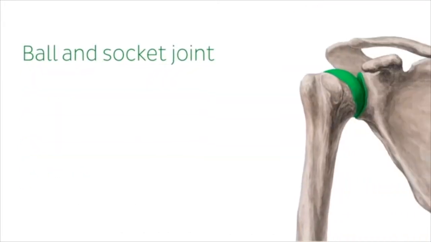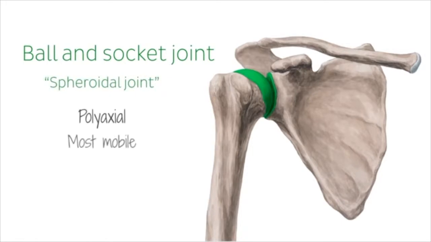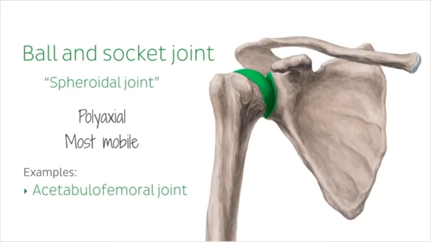The ball and socket joint, also known as the spheroidal joint, is the only polyaxial joint and therefore the most mobile of all joint types. And 2 examples of this joint are the acetabulofemoral joint, otherwise known as the hip joint, and the glenohumeral joint, or the shoulder joint, which is shown here. And using the glenohumeral joint as a reference, we can see that this ball and socket joint has one ball-shaped articular surface, the head of the humerus, and one socket-like articular surface, the glenoid cavity.